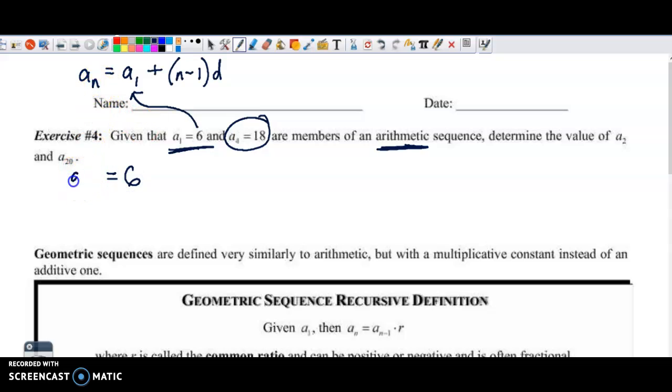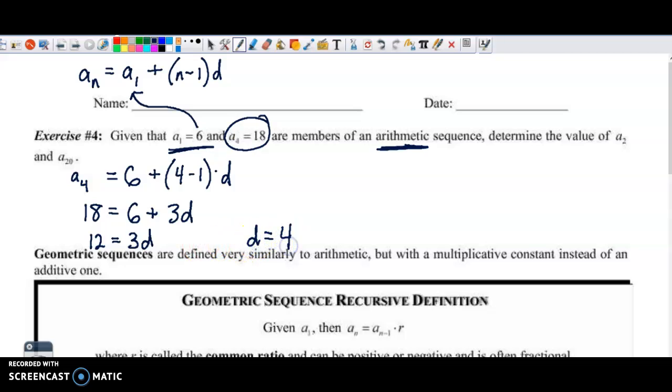So what you might see is, based off of this statement and this statement, that you could say, okay, well, if a sub 1 is 6, I can replace that right there into my equation. And I'm going to just set a sub 4 right here, and that's telling me that n is equal to 4 in my equation. Well, I don't know what the common difference is yet. Now, I'm well aware you guys are smart enough you could probably figure out what the common difference is in this problem. But what I'm going to do instead is replace a sub 4 with 18. So 18 is equal to 6 plus 4 minus 1 is 3 times d. So now I can subtract 6 over. And if I divide both sides by 3, I get d is equal to 4.